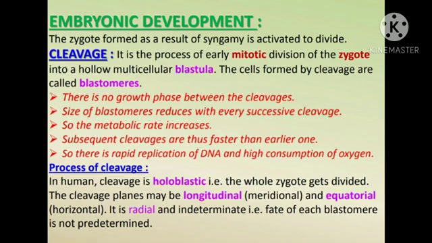So, it is radial and intermediate. That is, the fate of each blastomere is not predetermined. It is not basically pre-planned.